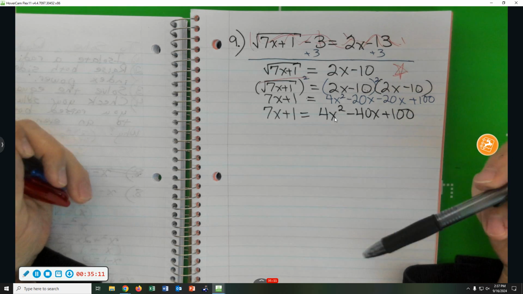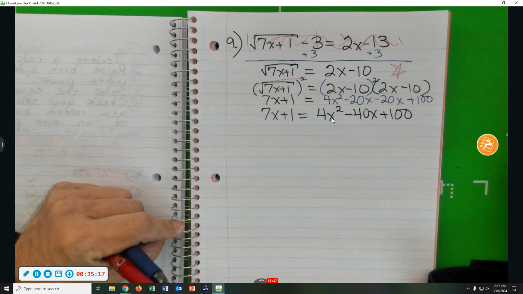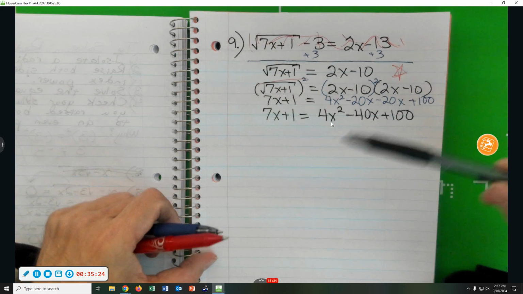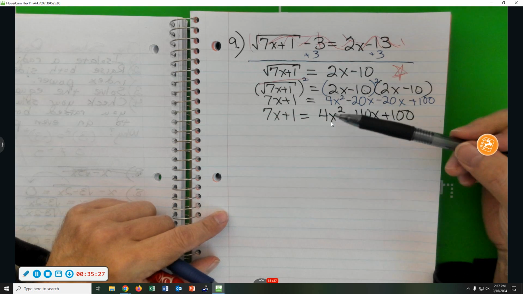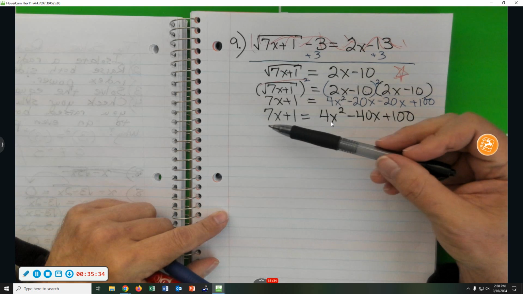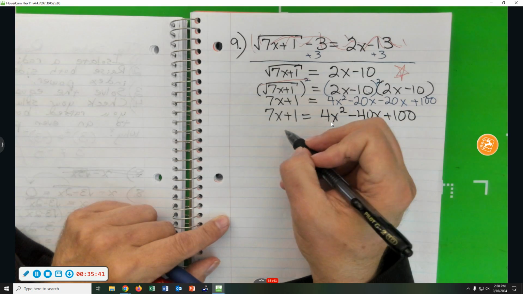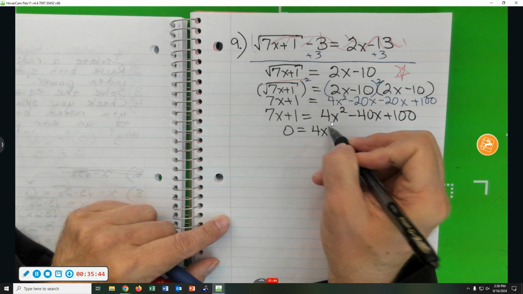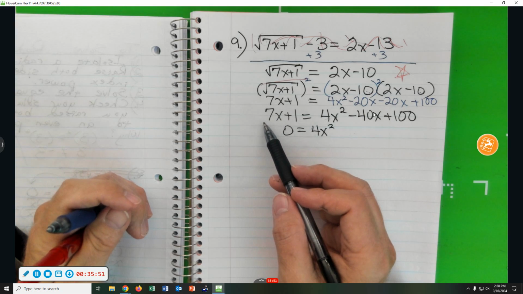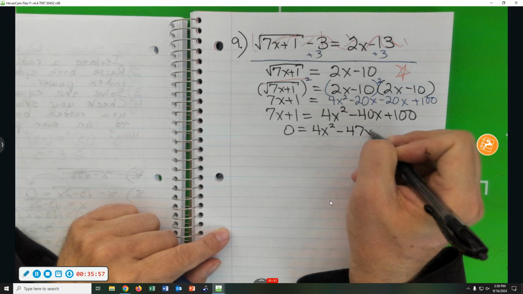It's quadratic, so we're going to have to get it set equal to 0 and either factor or use the quadratic formula. Let me ask you this. Where do you think I'm going to get the 0? Left or right? The left, because I already have a positive number as the coefficient on the x squared. I don't want to move that 4x squared over because that would make it a negative 4x squared. I want a positive a value. So we have 0 equals 4x squared. We have a negative 40x. What are we going to do with the 7x? Negative 47x. Okay, so negative 40 minus 7 gives us a minus 47x.